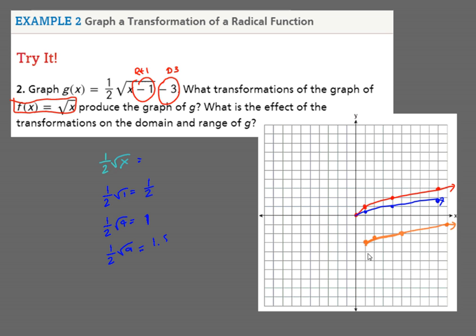Okay? So it's kind of a weird process. But the easiest thing to do is to do your stretch or shrink first, this right here first, and then move those points right 1 down 3.